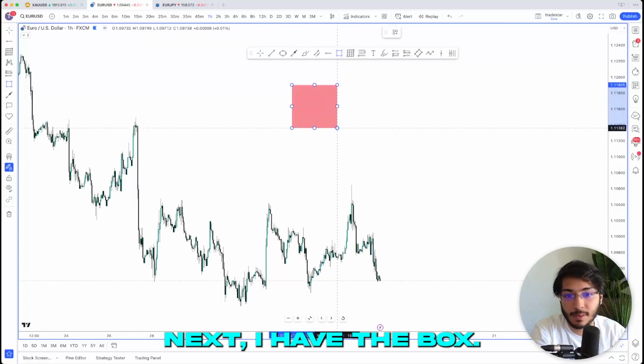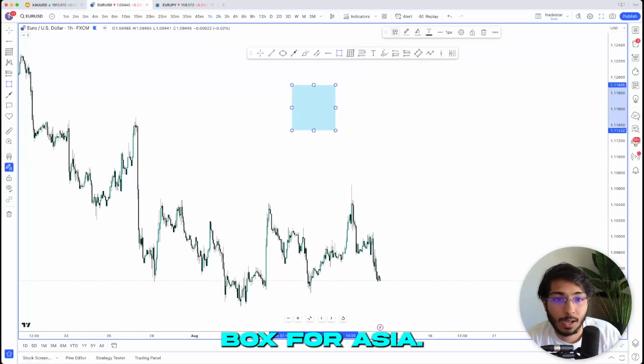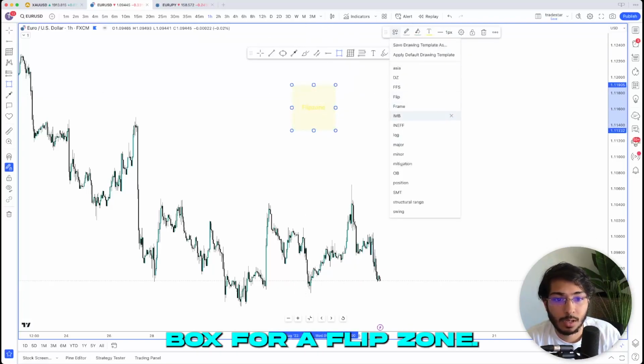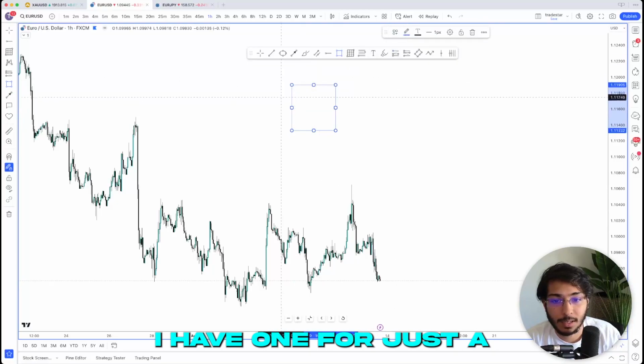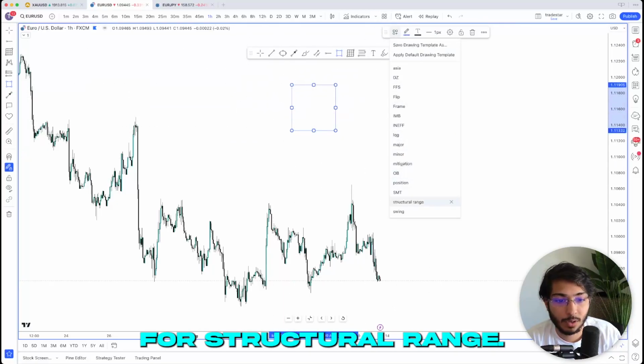Next, I have the box. The box is something I use a lot. I have one box for Asia. I have one box for a flip zone. I have one for just a structural range or a frame. I actually have two of those. So I have another one for structural range. These are the ones I like to use.